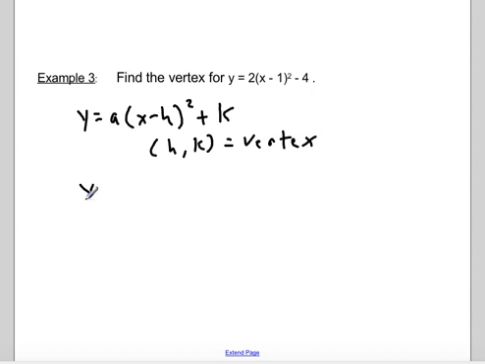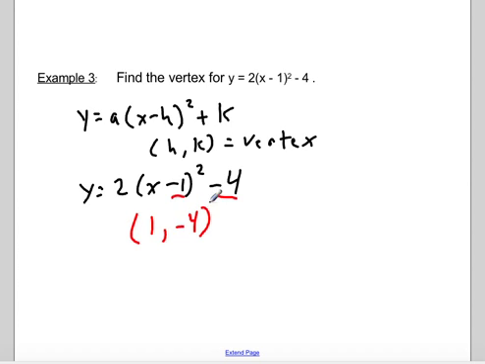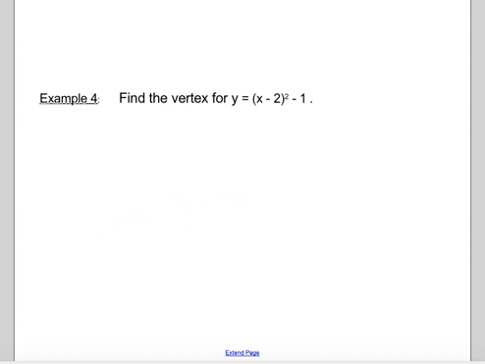So if you've got y equals 2 times x minus 1 squared minus 4, well, look here. Your vertex has to be (1, negative 4). That's your h and that's your k. It's in that form, so pretty easy. When they put it in that form, it's very easy to see my vertex.